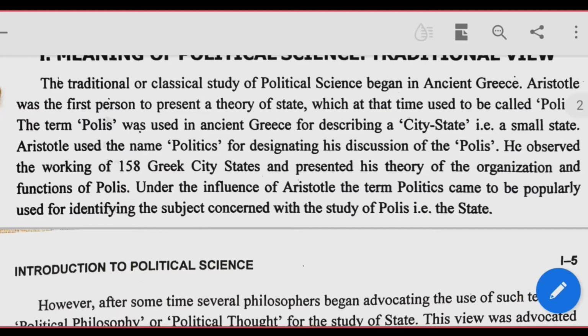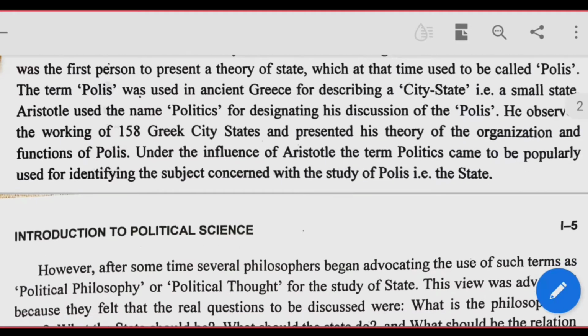What Aristotle observed was the working of 158 Greek city-states. During the time of Aristotle, altogether 158 small Greek city-states were there. So he observed the working: how do these 158 states work? That observation was done by Aristotle.